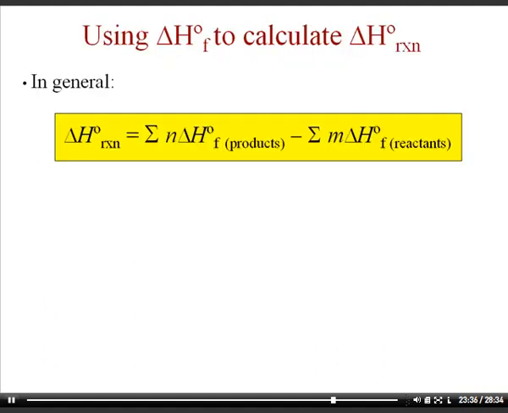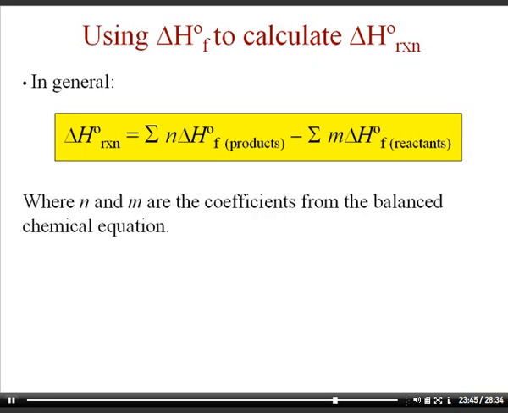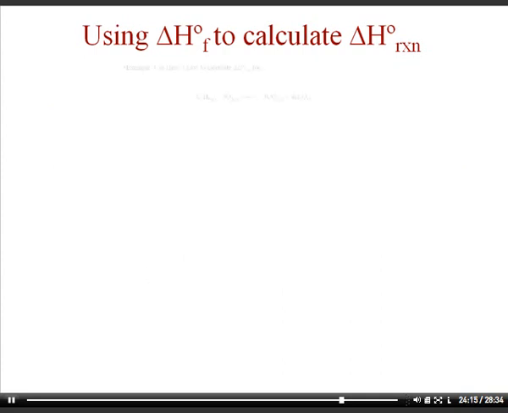Now here's the formula that's shown on your AP equation sheet, I believe. It basically says you're going to take the sum of all the delta H naught F's, that's the standard enthalpy of formation of all the products, minus the sum of all the standard enthalpy formations of the reactants to get the total delta H naught of a reaction. Now the letter N and the letter M refer to the number of moles that are in the chemical equation. So we're going to do a practice problem so we get used to doing products minus reactants just like we did before, but we're going to use the standard enthalpy of formation values that are shown in the back of your book.